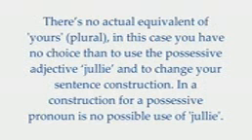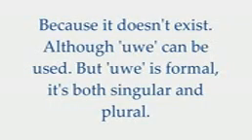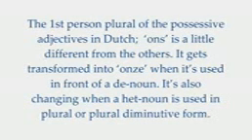In a construction for a possessive pronoun, there is no possible use of jullie because it doesn't exist. Although uwe can be used, but uwe is formal. It's both singular and plural. The first person plural of the possessive adjectives in Dutch, ons, is a little different from the others. It gets transformed into onze when it's used in front of a de noun.